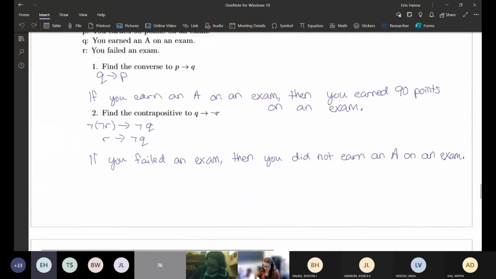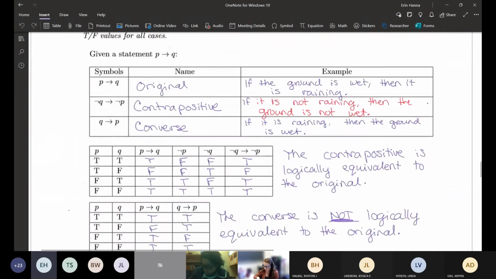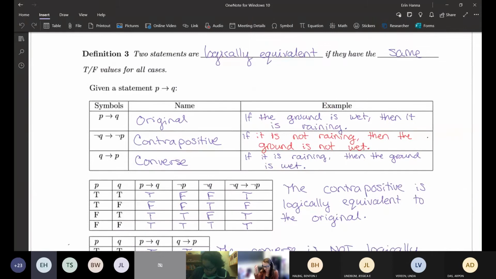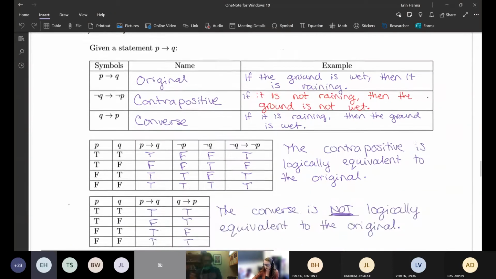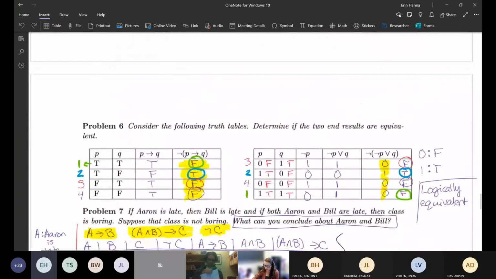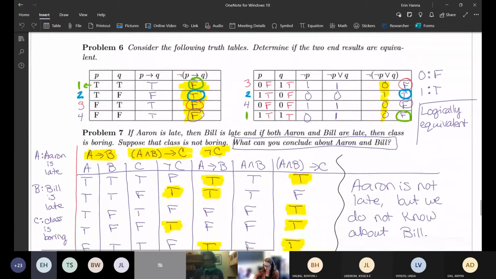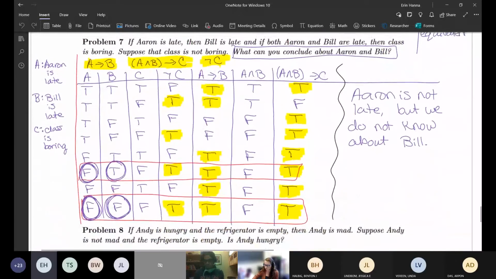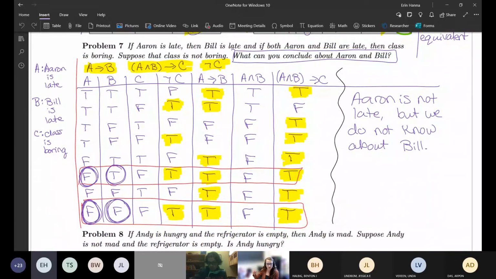So last Thursday we continued our conversation on truth tables, and we talked about how things can be logically equivalent. We discovered the contrapositive and converse, and then we finished one of the big problems that truth tables can be used for.